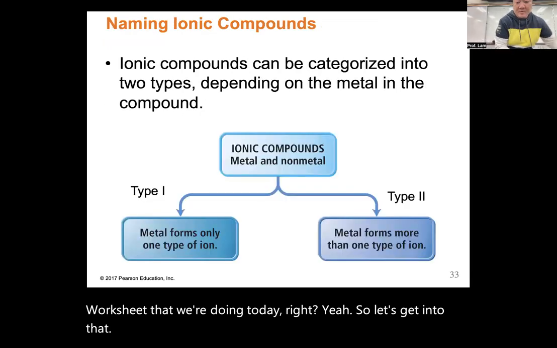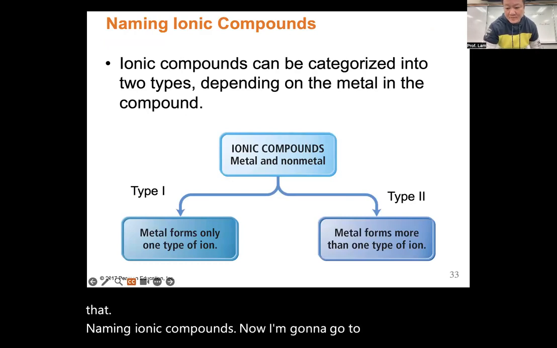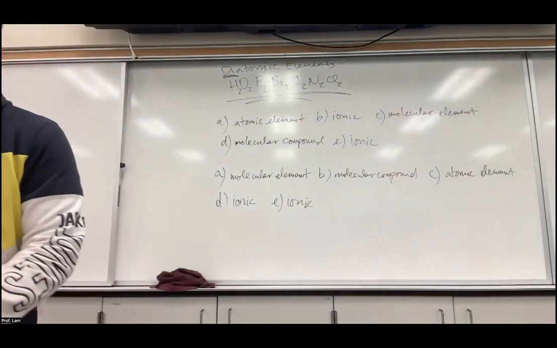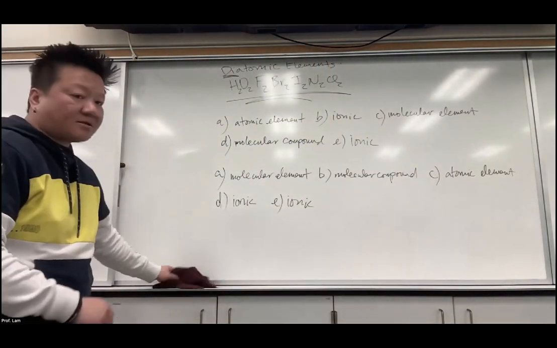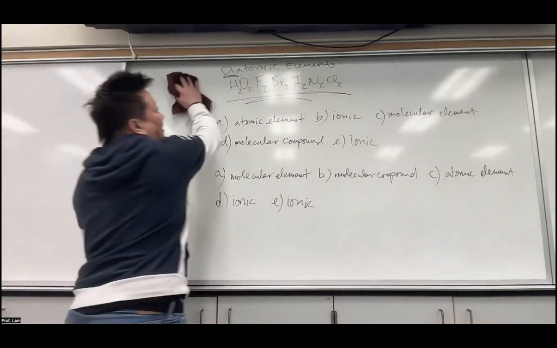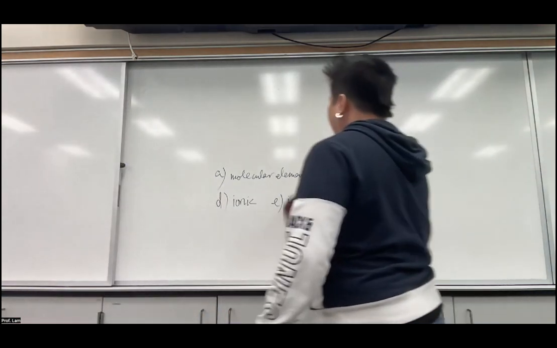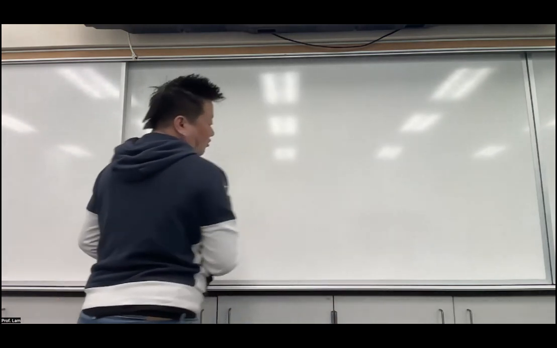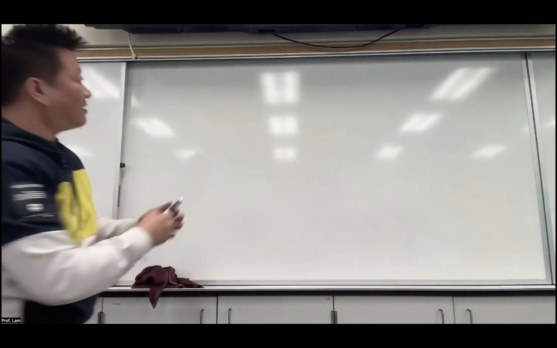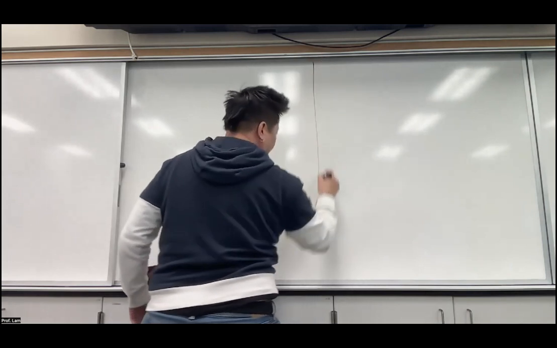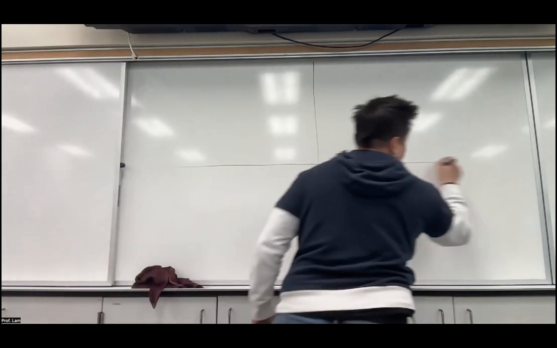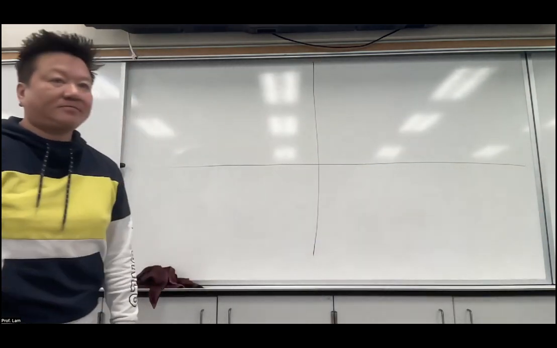Naming ionic compounds now. I'm going to go to the board for the rest of the lecture here. So everybody get a piece of paper out. Clean piece of paper. You're going to divide into 4 quadrants. Just do it like this on a piece of paper.